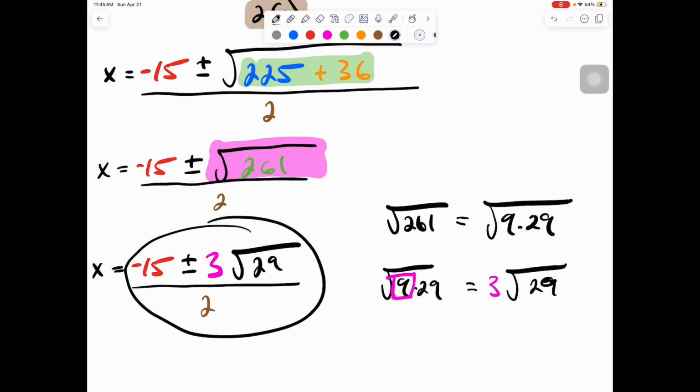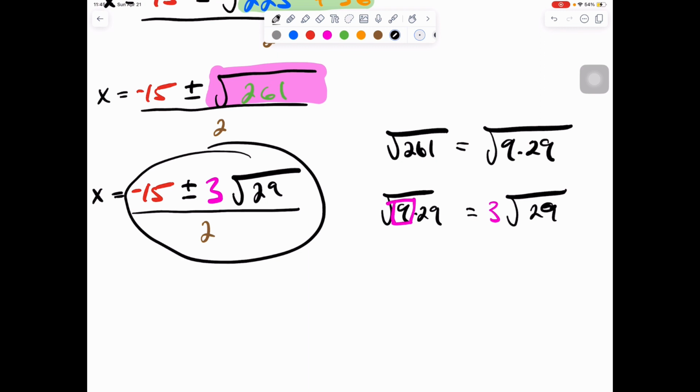Keep in mind that we do a negative 15 divided by 2 because it is set over the 2, and the plus minus 3 square root of 29 is definitely over 2 as well. So just keep in mind that it's everything divided by 2.